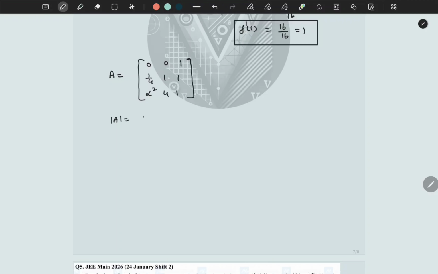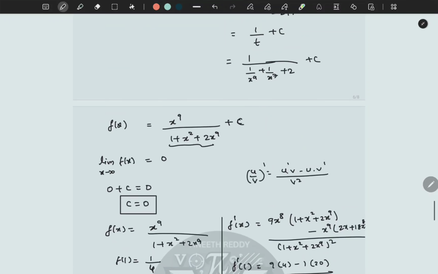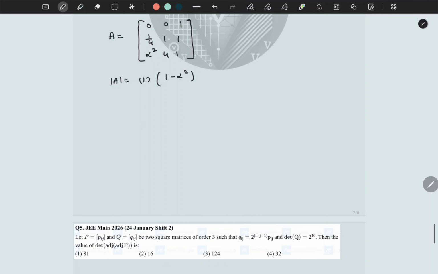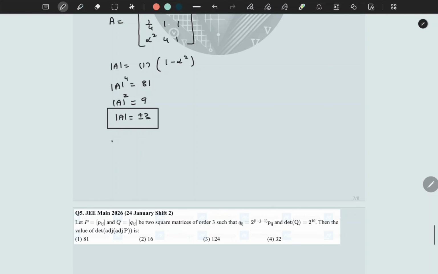0 minus 0 plus 1 into, what do we get? 1 by 4 into 4 is 1 minus alpha square. Determinant of A is 1 minus alpha square. So 81 is determinant of A power 4, right? That means determinant of A square is 9. Determinant of A should be plus or minus 3, right? And what is determinant of A? It is 1 minus alpha square, equals plus or minus 3.